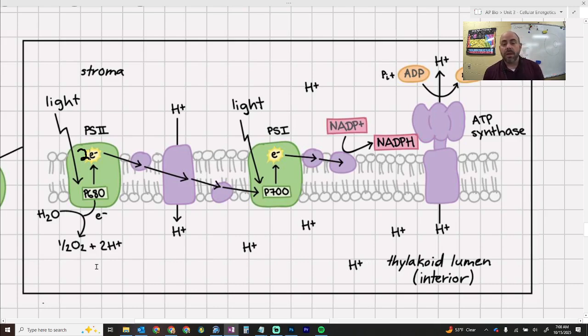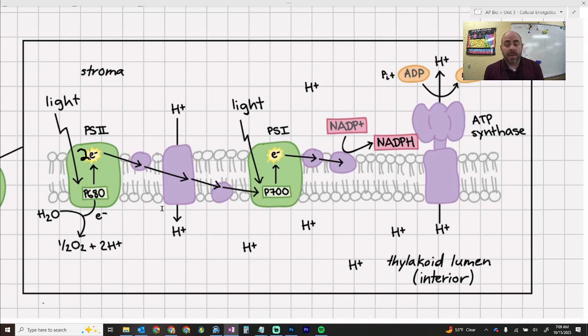And so this is where oxygen is released as a byproduct. And so those 2 electrons are going to go through the electron transport chain here, and they're going to power the pumping of protons into the thylakoid membrane, right? And so this is going to build up a concentration gradient.